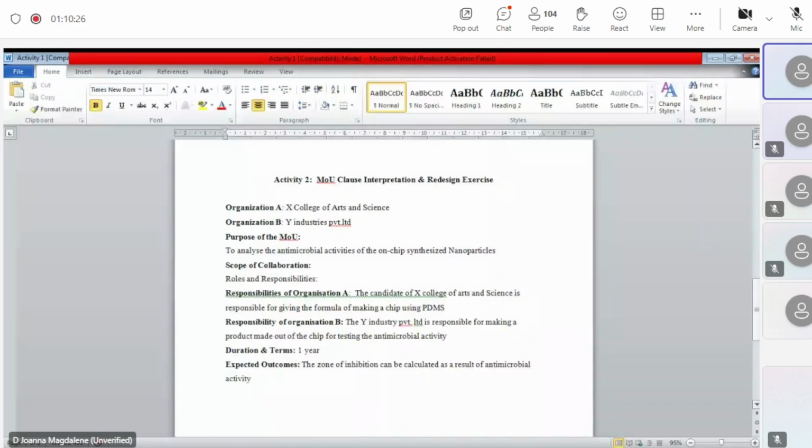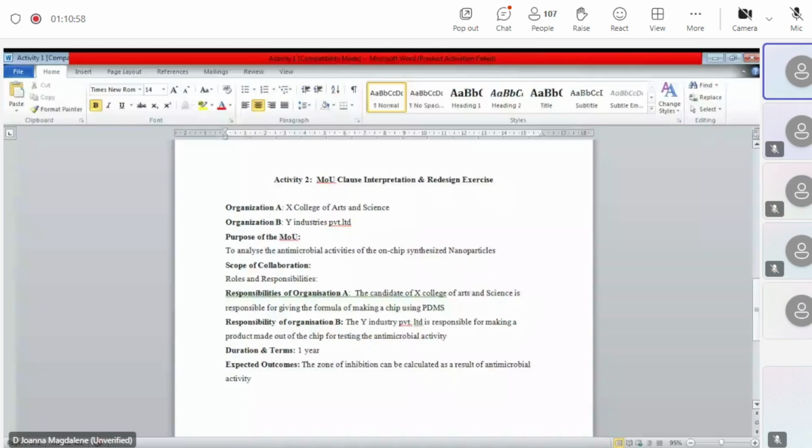So organization A is the college where I am working, that is KG College of Arts and Science. I have not given the college name fully. And organization B is the specific industry name. Here the purpose of the MOU I have mentioned is to analyze the antimicrobial activity, as I am a life science faculty, of on-chip synthesized nanoparticles.